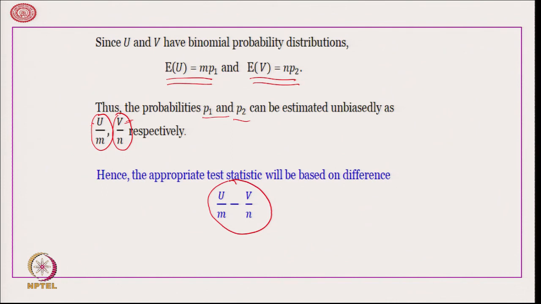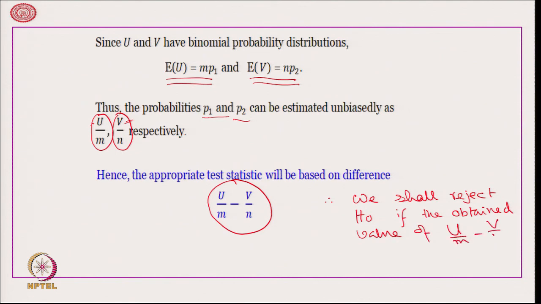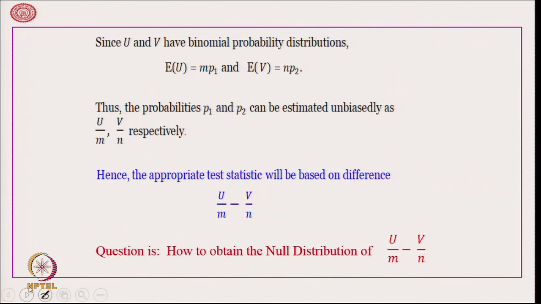We need to test whether it is close to 0 or not. Therefore, we shall reject hypothesis H naught if the obtained value of the statistic u by m minus v by n is greater than some C alpha, which is the critical value. But the question is how to obtain the null distribution of this statistic u by m minus v by n.